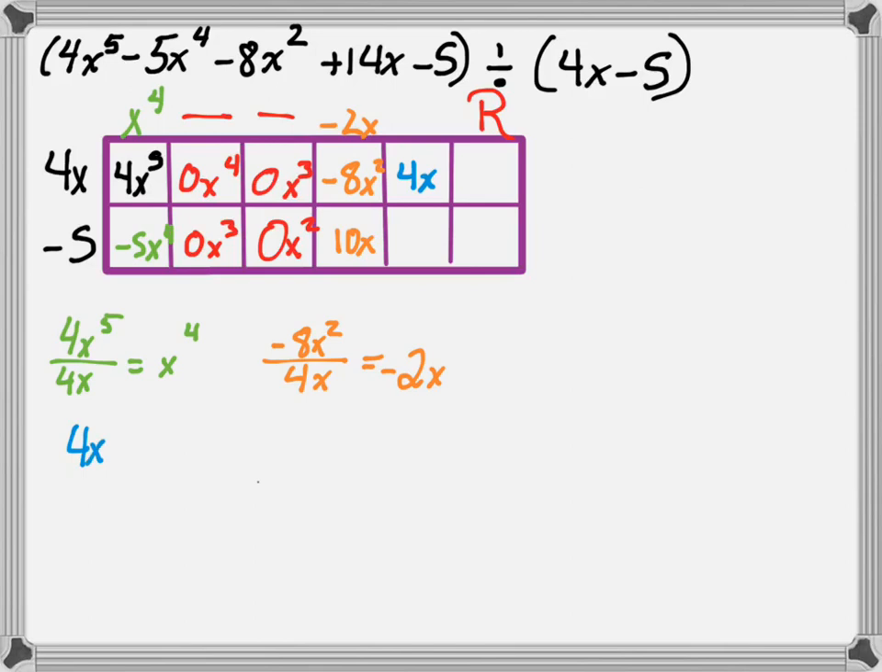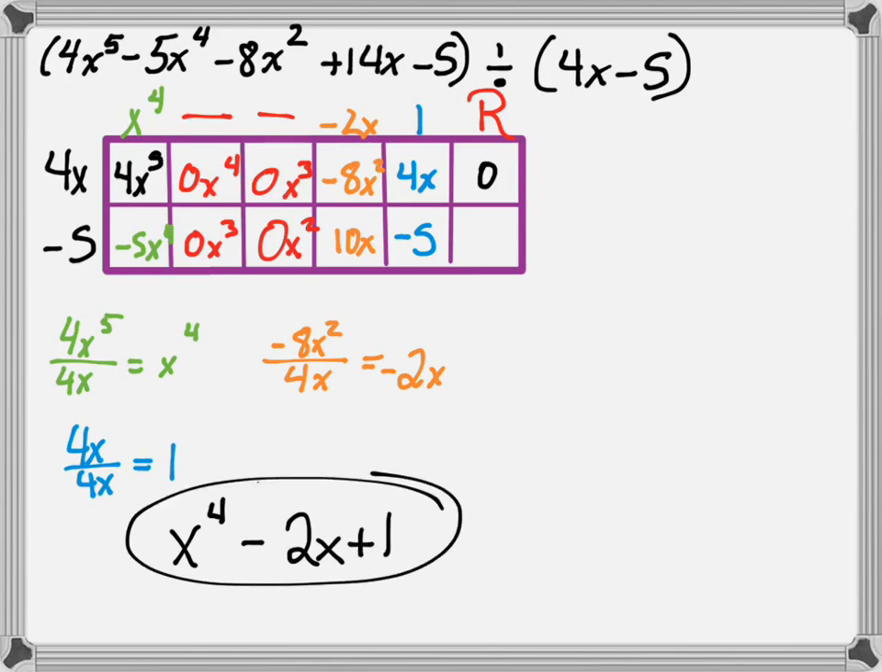So 4x divided by 4x gives me 1, and 1 times negative 5 is negative 5. And my remainder is what? So my final answer is x to the fourth minus 2x plus 1. No remainders.